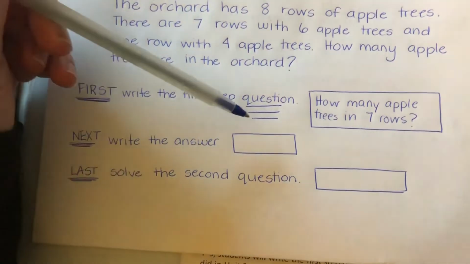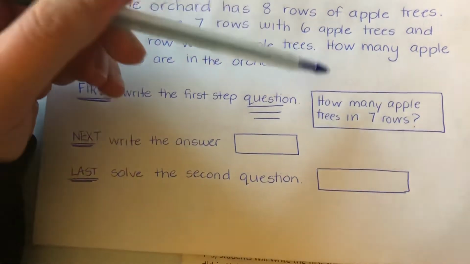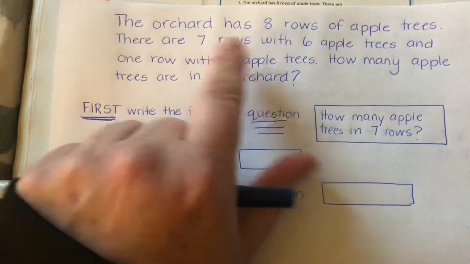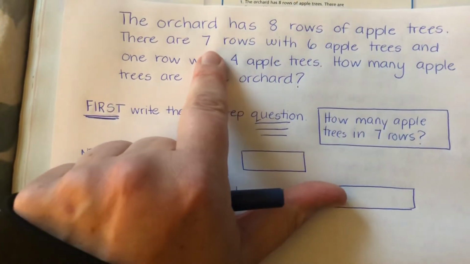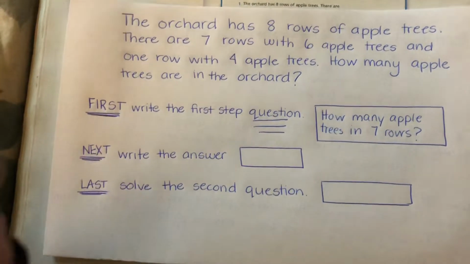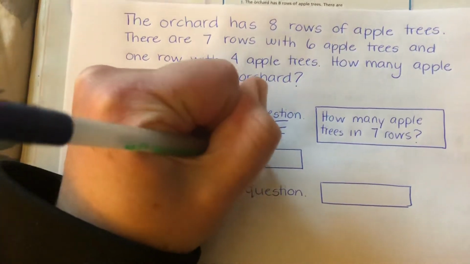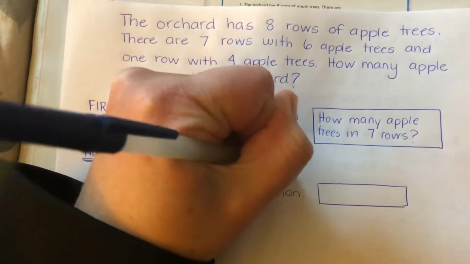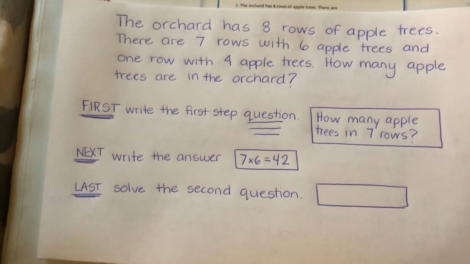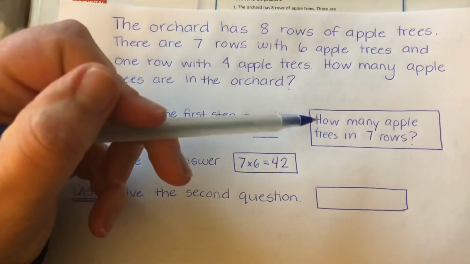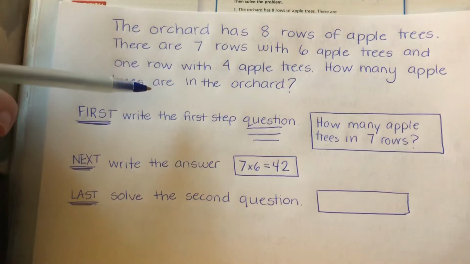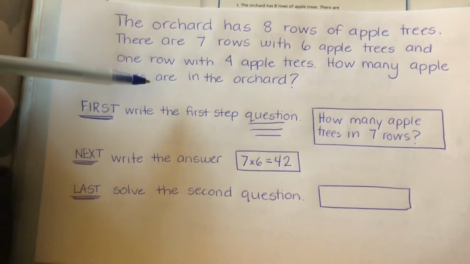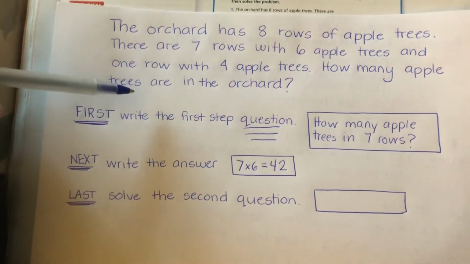The next step is write the answer to that question. So how many apple trees are in the 7 rows? Well, there are 7 rows with 6 apple trees. 7 times 6. The answer to 7 times 6 is, drumroll please, 42. Okay, now that we know the answer to the first step, now we can then solve the second question, the actual question in the problem, which says, how many apple trees are in the orchard?